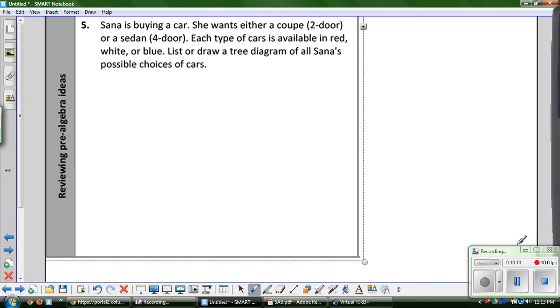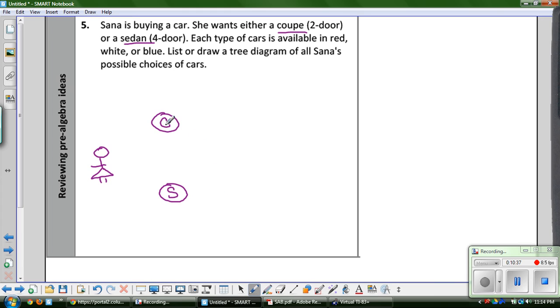So, check this out. Here's Sadie. I'm going to draw her. Bam, Sadie's wearing a dress. Alright, now she can make choices. Choice number 1 is really going to be a coupe or a sedan. So I'll take coupe to be a C and sedan as an S. Now no matter what she chooses, a coupe or sedan, she has another question she has to address. Does she want a red car, a white car, or a blue car?